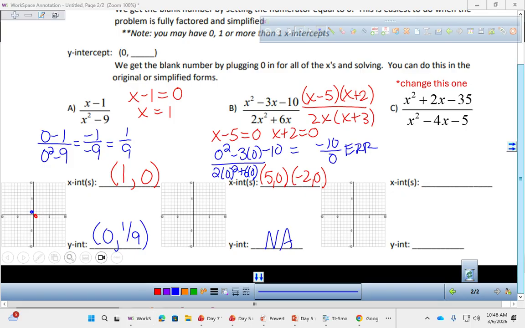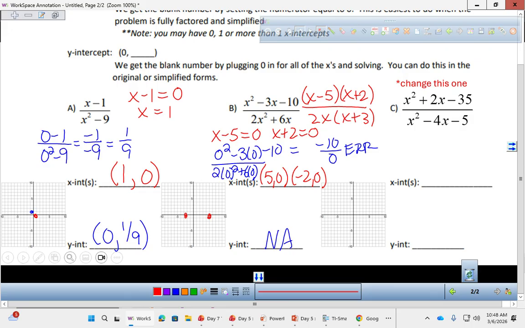So for this one, there would be 2 x-intercepts, one here and one here, and no points on the y-axis. I changed this last one. I wanted to have one that had a hole in it, so you could see the effects of a hole on these things, and none of the examples in your toolkit had one. So I changed this example. It's different than the one in your toolkit. x squared plus 2x minus 35 over x squared minus 4x minus 5.